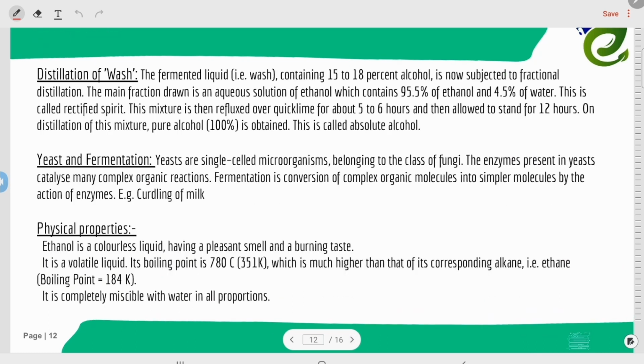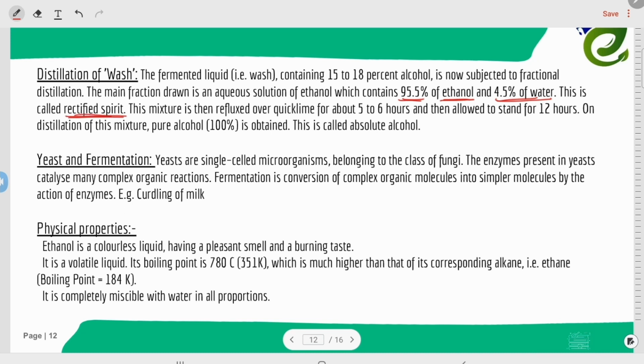Distillation of the wash. The fermented liquid contains about 15 to 18% alcohol, which is now subjected to fractional distillation. We want to purify it to get more concentrated alcohol. The main fraction drawn is an aqueous solution of ethanol, consisting of about 95.5% ethanol and 4.5% water. This is called rectified spirit.